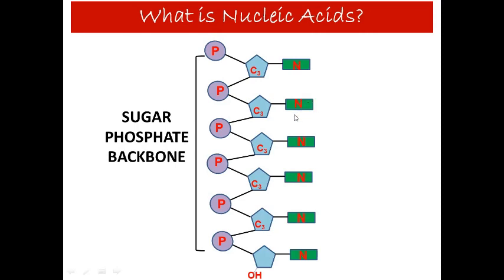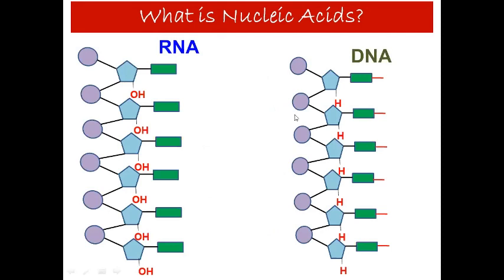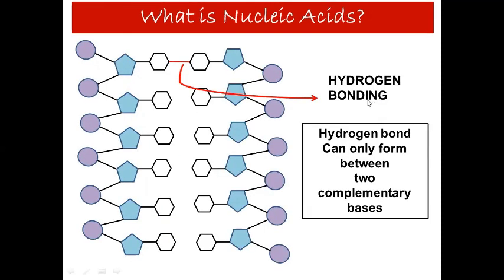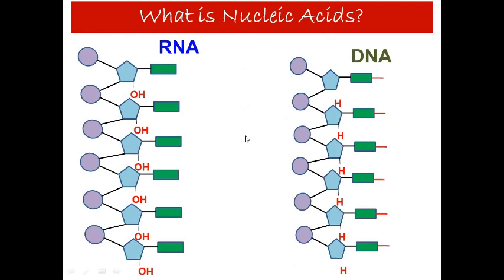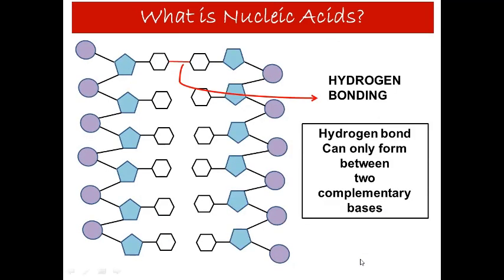Now, if the sugar is deoxyribose, it is DNA. That means carbon number 2 of the sugar contains one hydrogen instead of a hydroxyl group. And if it is a ribose sugar, then it is known as RNA. Now, all of you know that DNA is a double-stranded polynucleotide molecule. That means DNA is composed of 2 polynucleotide chains, whereas the primary structure of RNA is always composed of one single polynucleotide.